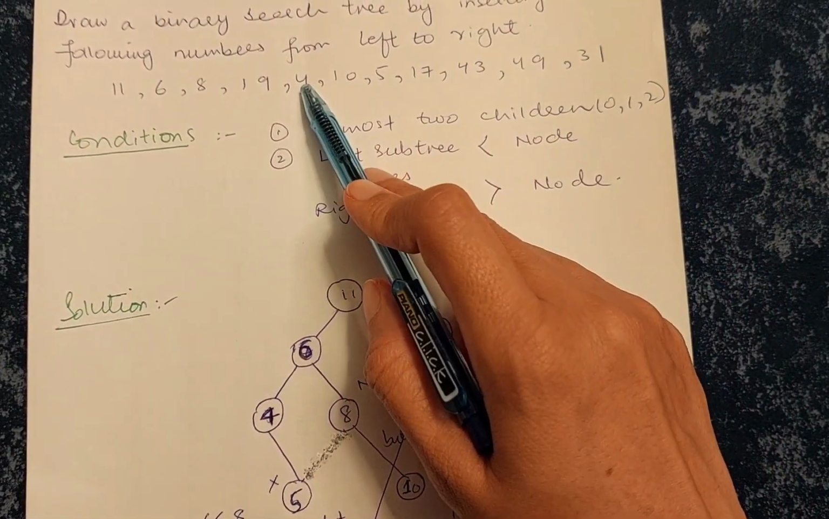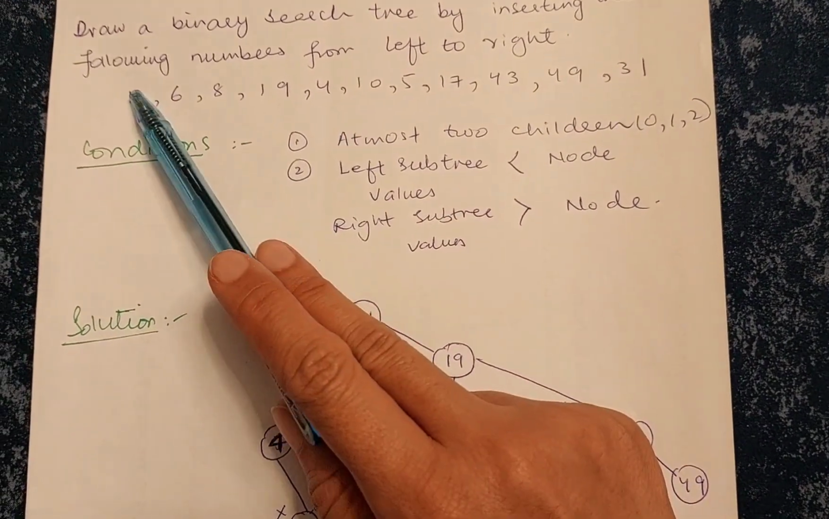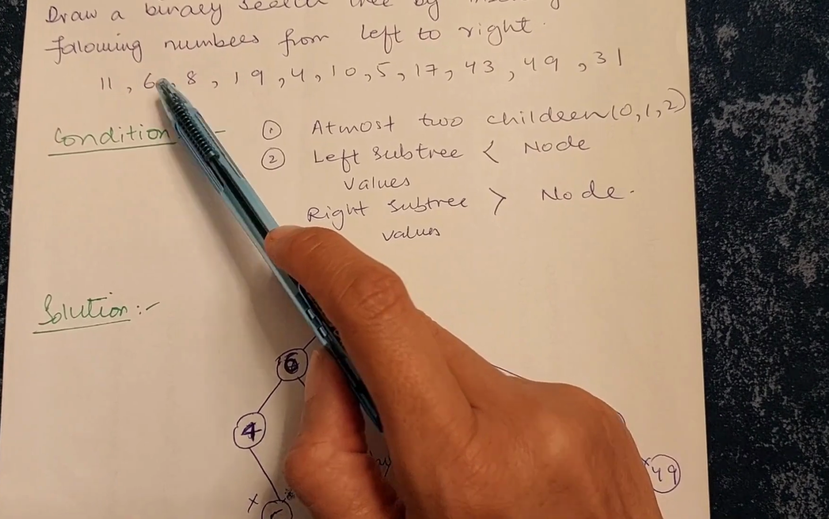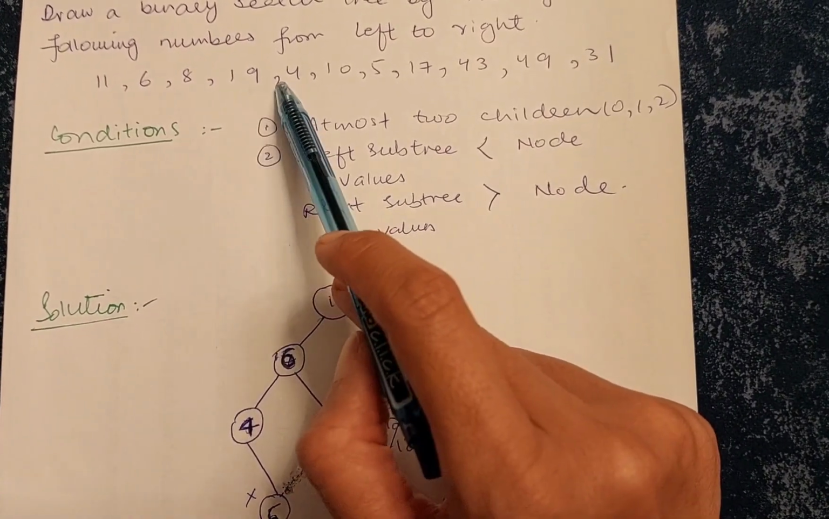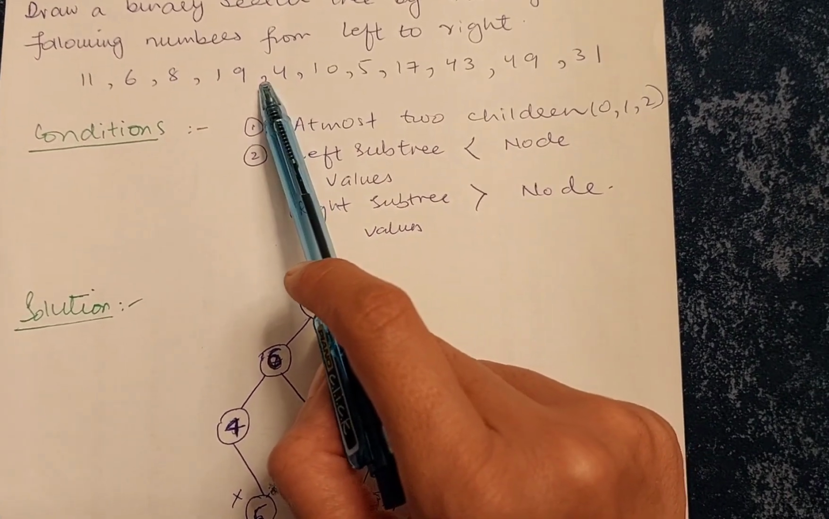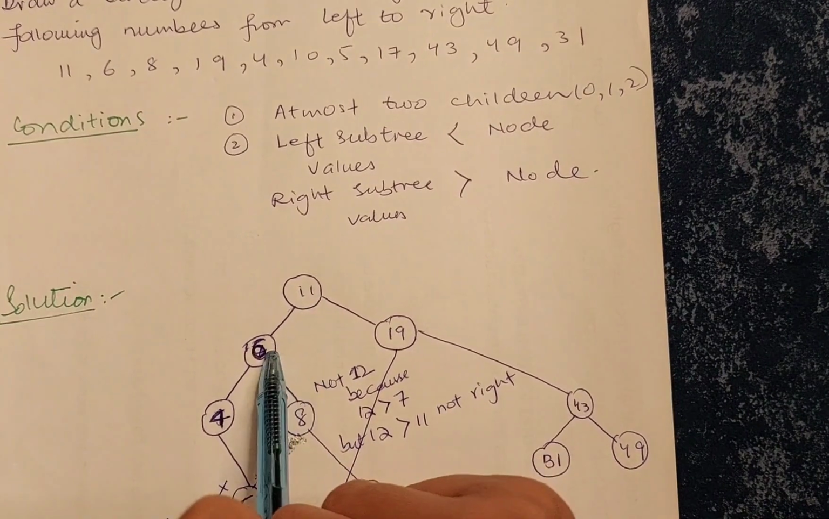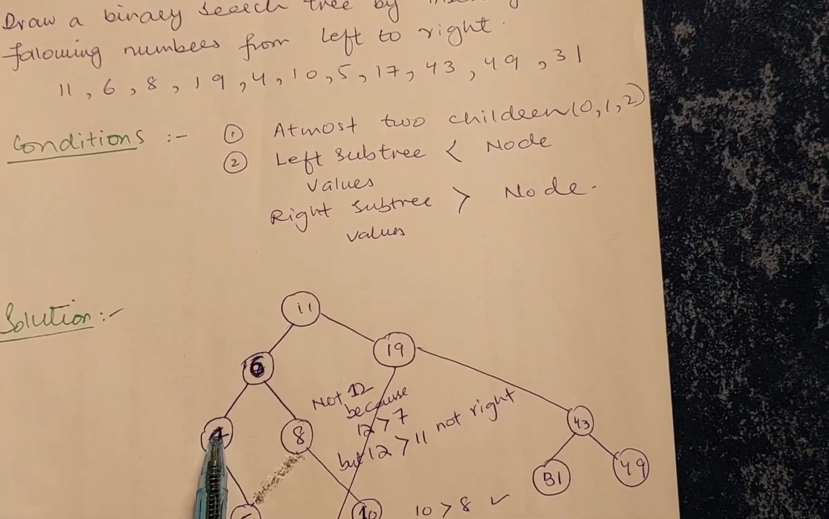Okay, now come on to the node with the value 4. Is 4 smaller than 11? Yes, it is smaller than 11. It is smaller than 6, it is smaller than 8, and it is also smaller than 19, so it will go on the extreme left hand side. So it will come on the left hand side of 11, and it will come on the left hand side of 6 as well.